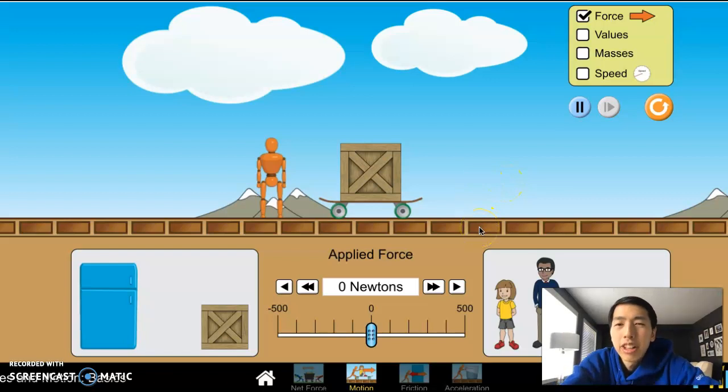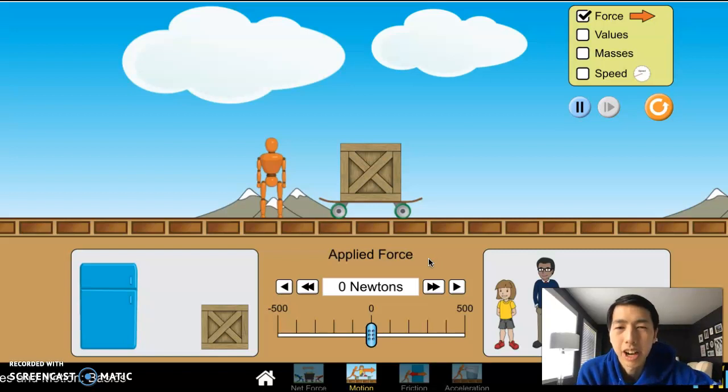So right now, the object is at rest, and it's going to stay at rest as long as my force is 0 newtons. You can see where my mouse is here. I've got 0 newtons applied to it. That doesn't mean there are no forces at all. There is the force of gravity acting down on the box. There is the normal force acting upwards on the box, but they balance each other out, and so there's no acceleration.